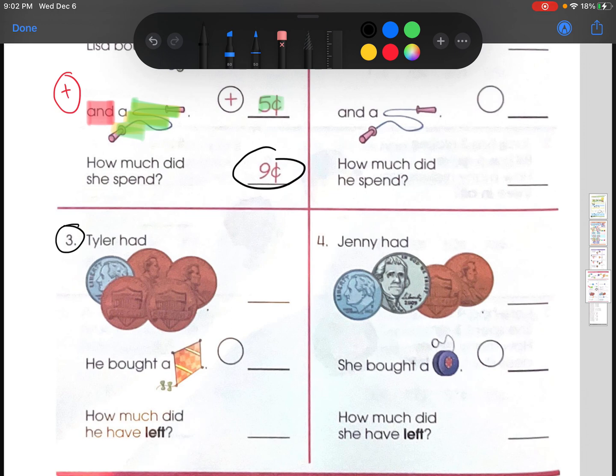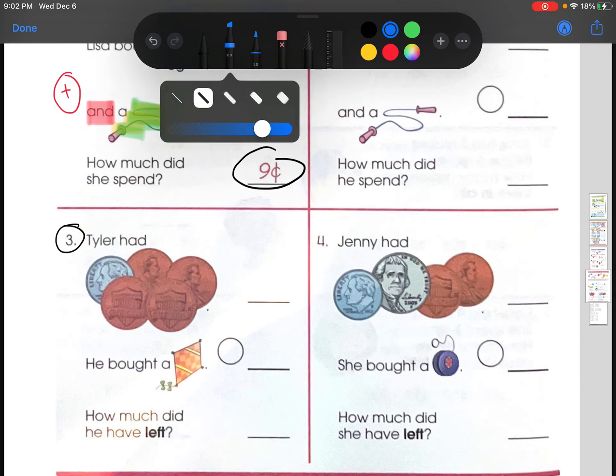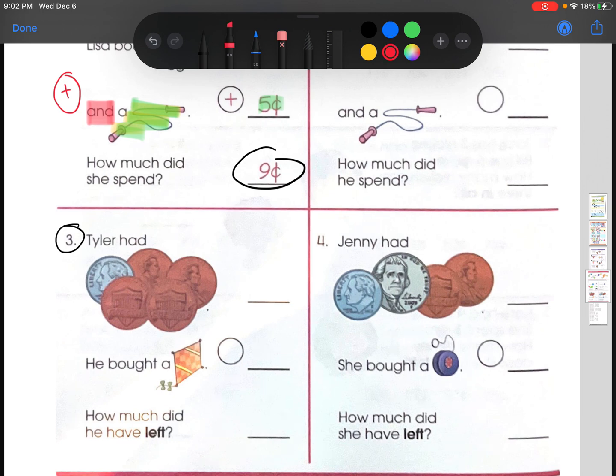Tyler had a certain amount of coins. He bought a kite. How much did he have left? So first thing we should mark is the left. Obviously that means we are going to be subtracting. So actually we can write in our little circle here minus, because we know that we will be subtracting.